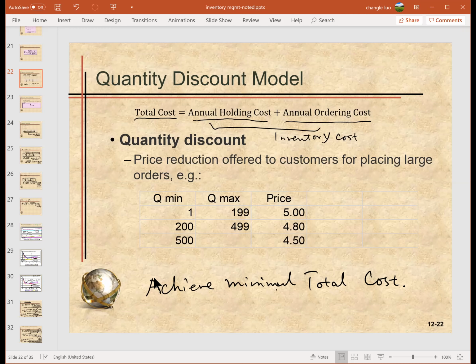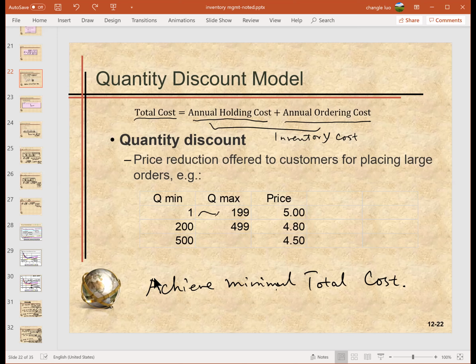Now there's a new situation: there is a quantity discount. For instance, I'll give you an example. If you order between 1 and 199, the price is $5 a piece. If you order between 200 units and 499 units, the price is $4.80. Any orders of 500 or above, the price is $4.50.